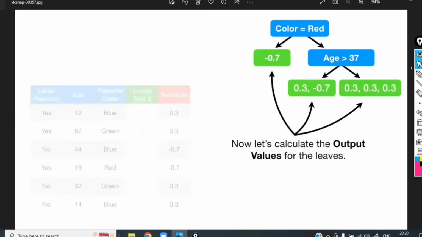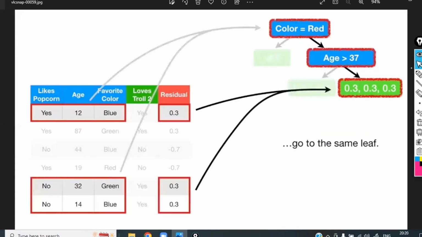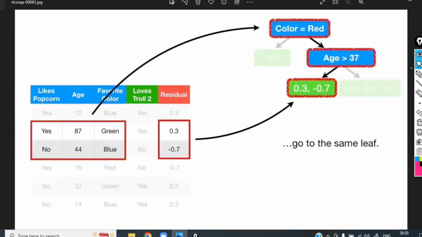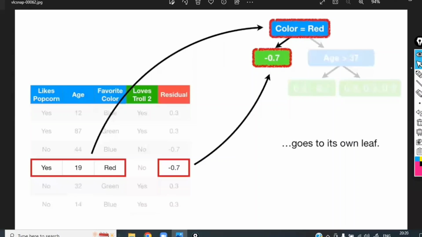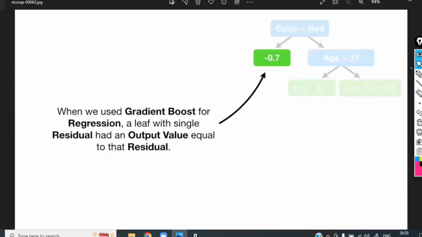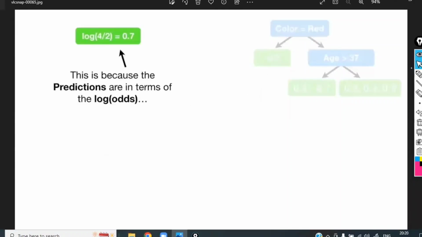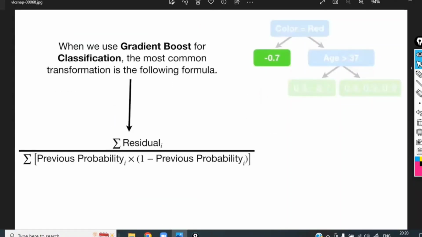Now, whatever values we have, in this leaf node one value is there. In this leaf node I have 2 values. In this leaf node I have 3 values. These 3 records went here, these 2 records went here, and this record went here. I have written that in the PPT also. Now we have to calculate the value of this by considering sigma of residual divided by sigma of previous probability times 1 minus previous probability. So for this leaf node, what is the initial probability?